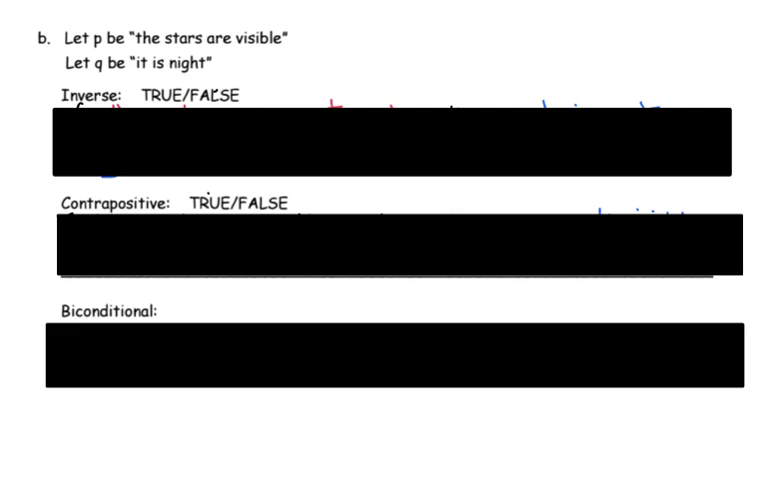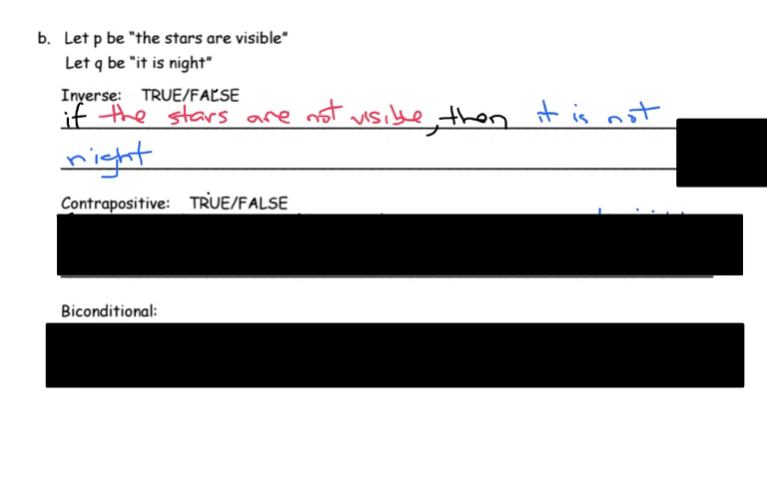Example B. Let P be the stars are visible and let Q be it is night. Again, this should seem already familiar because this is an example from the last notes. When we get to the biconditional part, you might want to look back at those notes to see what the truth value was for the converse of this. Well, let's go ahead and find the inverse. The inverse statement would be: if the stars are not visible, then it is not night. True or false? It is false.